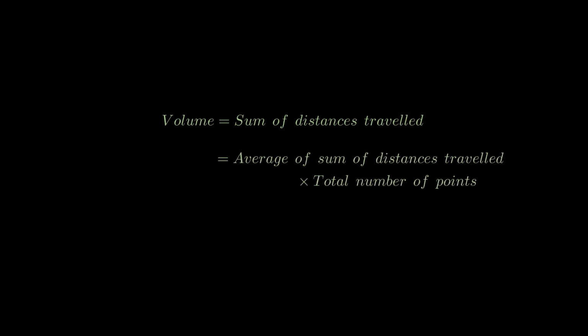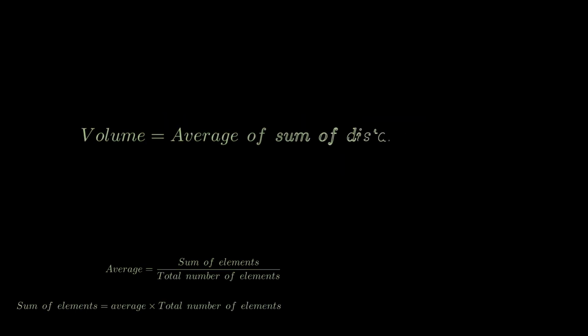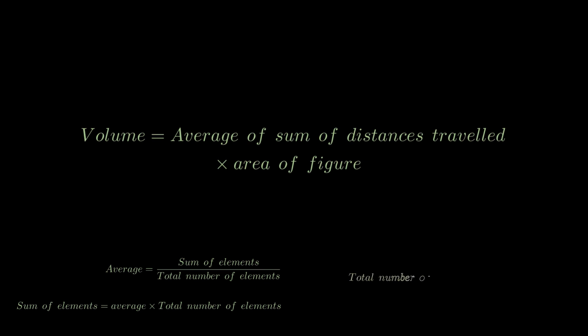Okay, so the volume of a solid of revolution is equal to the sum of the distances traveled by every single point in the figure. The volume is therefore equal to the average of the distances traveled times the total number of points. This is because the average of a set of elements is just the sum of the elements divided by the total number of elements. The total number of points is just the area of the figure. Now we just have to rewrite this term here.